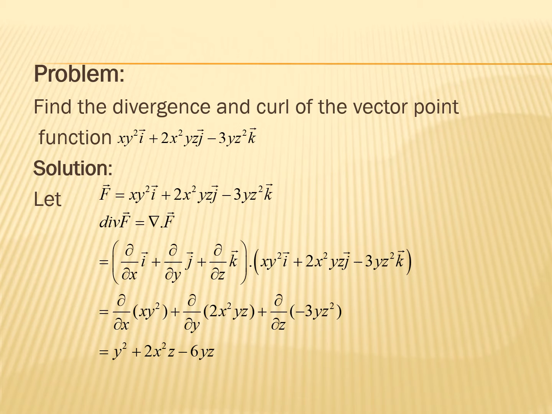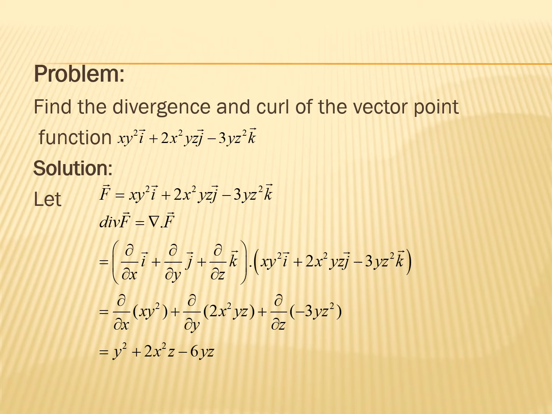Now we are going to see the problem. Find the divergence and curl of the vector point function x y square i vector plus 2x square y z j vector minus 3y z square k vector. Here the given function is f vector, and they ask you to find the divergence.